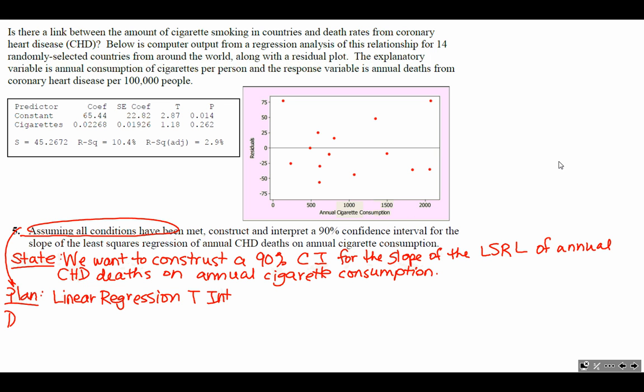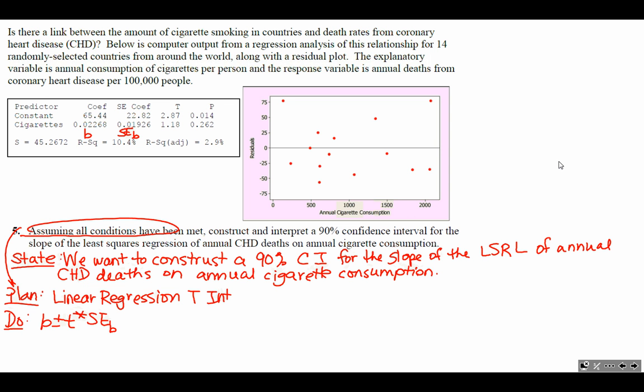Okay. For the do, we actually have to work it out because we can't do it on the calculator since we don't have our list of data. And so we would do B plus or minus T star, which we're going to have to find, times the standard error of the B, which comes from our printout. So the B is 0.02268. The SE coefficient that's next to the B, that is our SE sub B. And we need to do the T star ourselves.